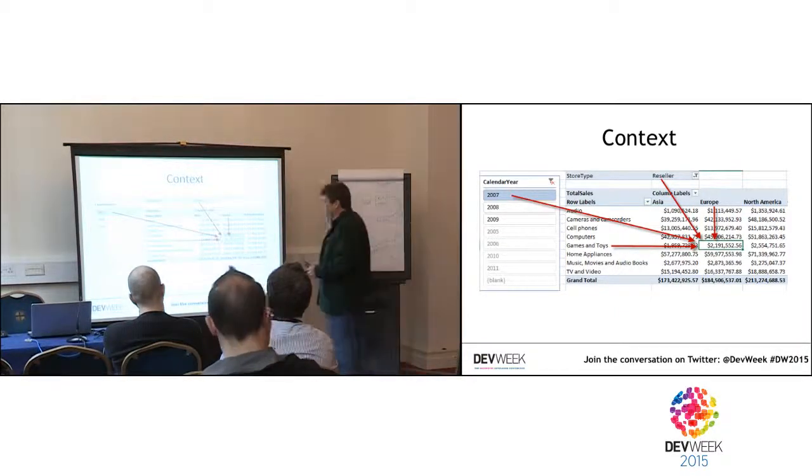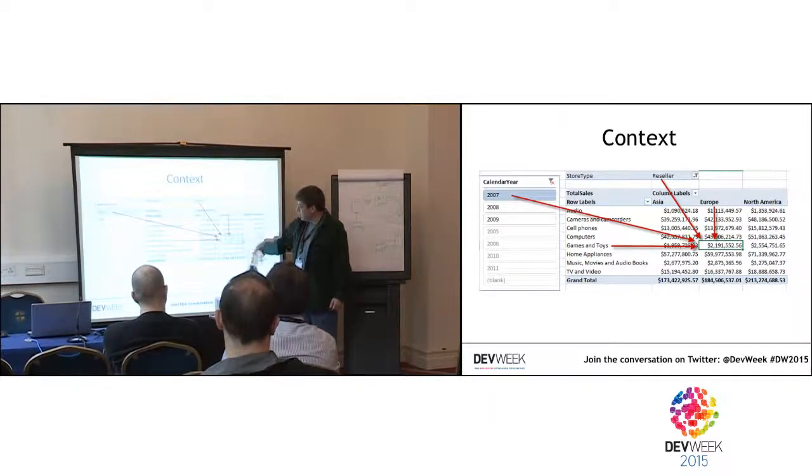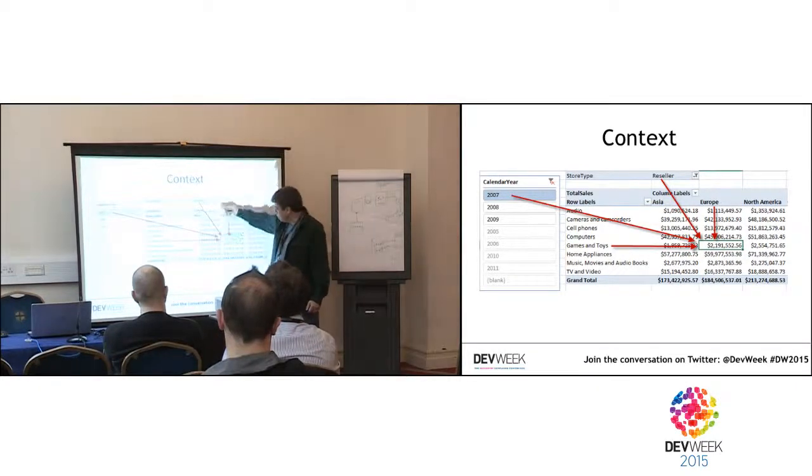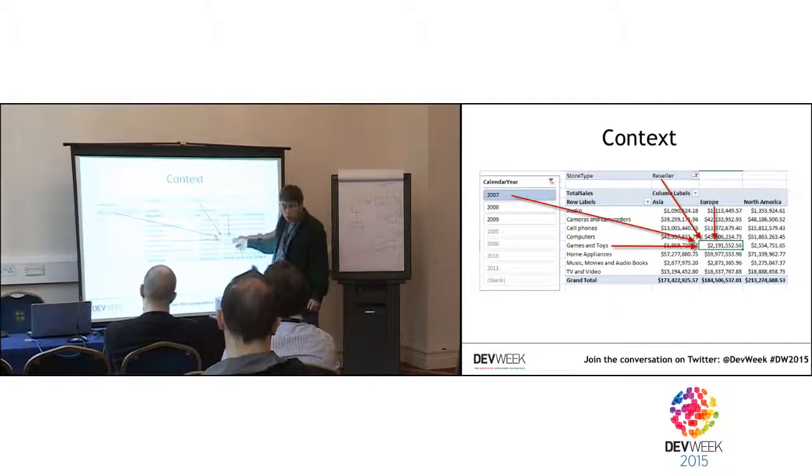Okay, so in this particular case, what you're going to see is we have the sum of the sales, and we actually have a couple of different contexts in here. So one of the contexts is going to be the row and the column context. So we're saying that this is going to be Europe, and this is going to be games and toys. Then you're going to have a filter context put in here by the reseller, and the calendar year is going to end up being one of the contexts in there.